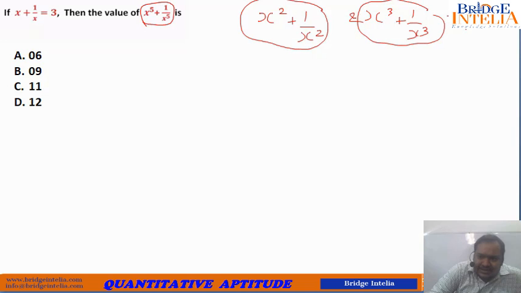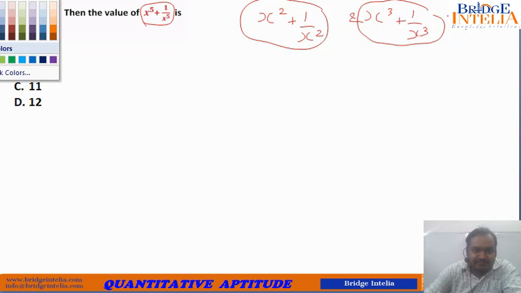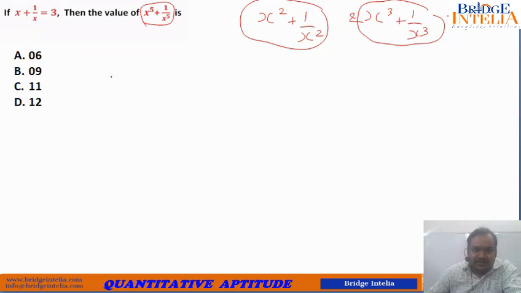So this again is a 3-step process. So let's do that. First let's find x square plus 1 by x square. So we know that x plus 1 by x is equal to 3.